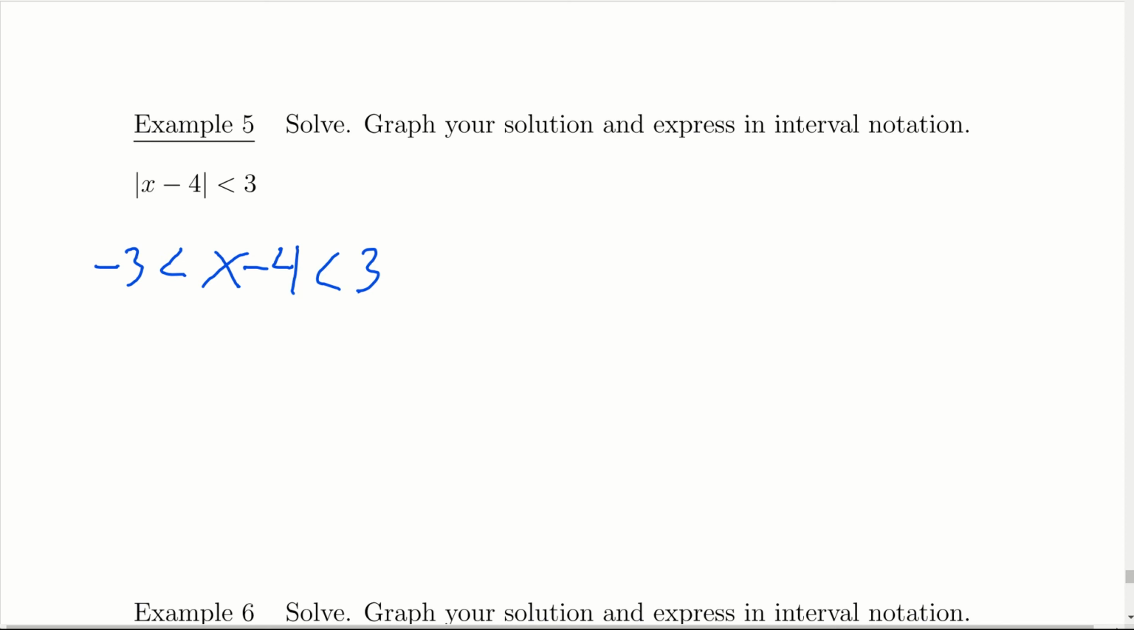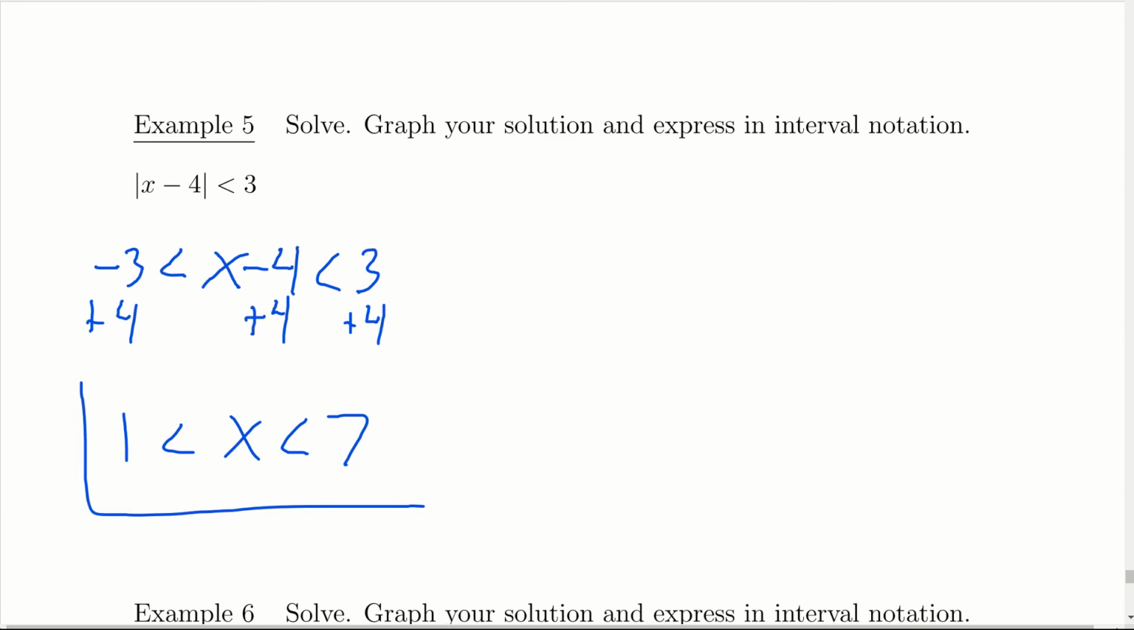Once we're here, it's a compound inequality. We solve this like we did the last couple. We want to get x by itself, so we're going to add 4, which means we need to add 4 to each of the three pieces. This will give us 1 is less than x is less than 7. We've got the x by itself, so this would be our solved inequality.